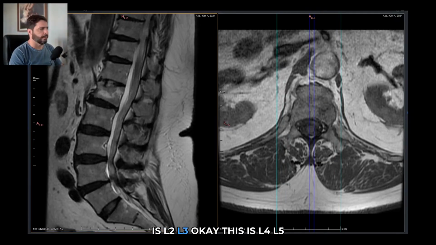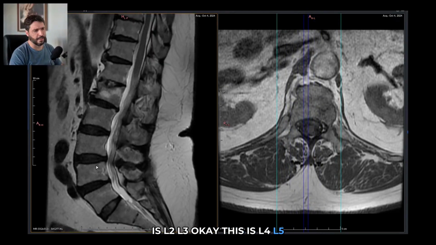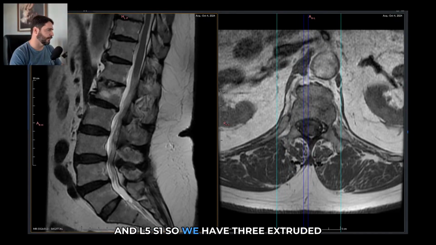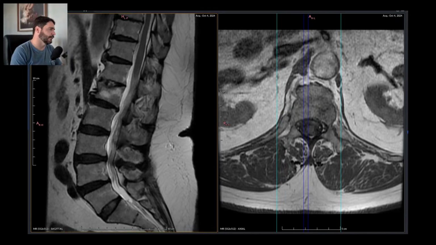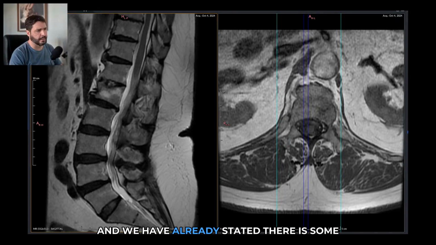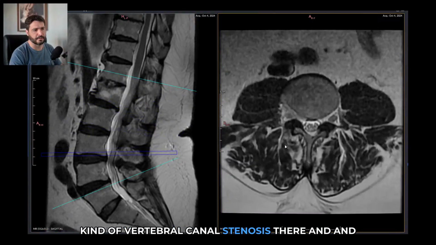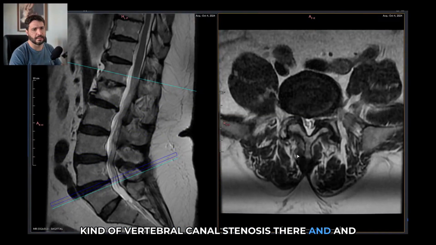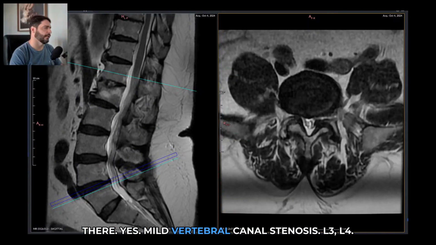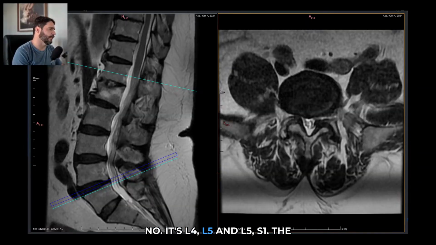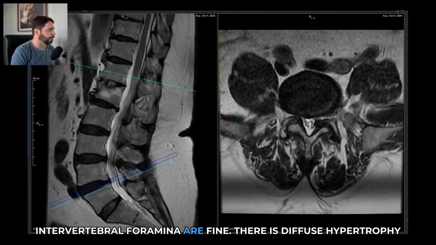So this is L2, L3. Okay. This is L4, L5 and L5, S1. So we have 3 extruded discs right there. And we have already stated there is some kind of vertebral canal stenosis there and there. Yes, mild vertebral canal stenosis. L3, L4, no, it's L4, L5 and L5, S1. The intervertebral foramina are fine.